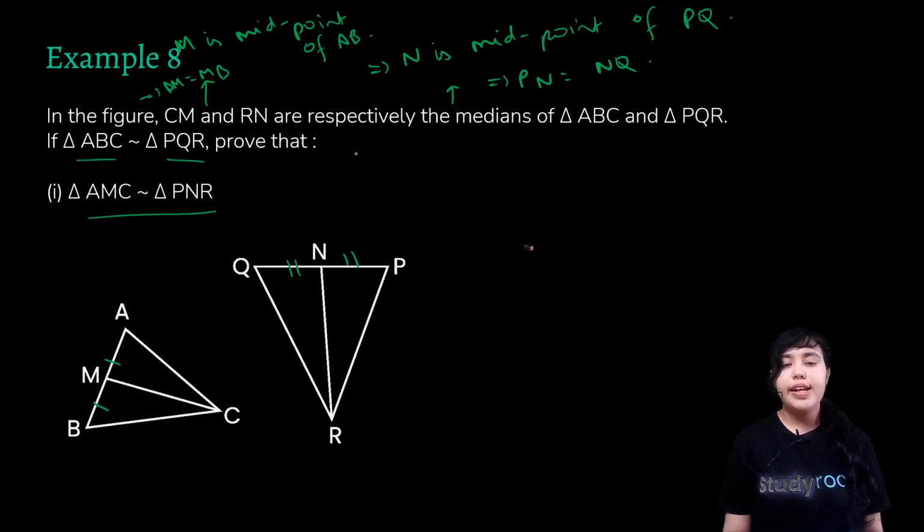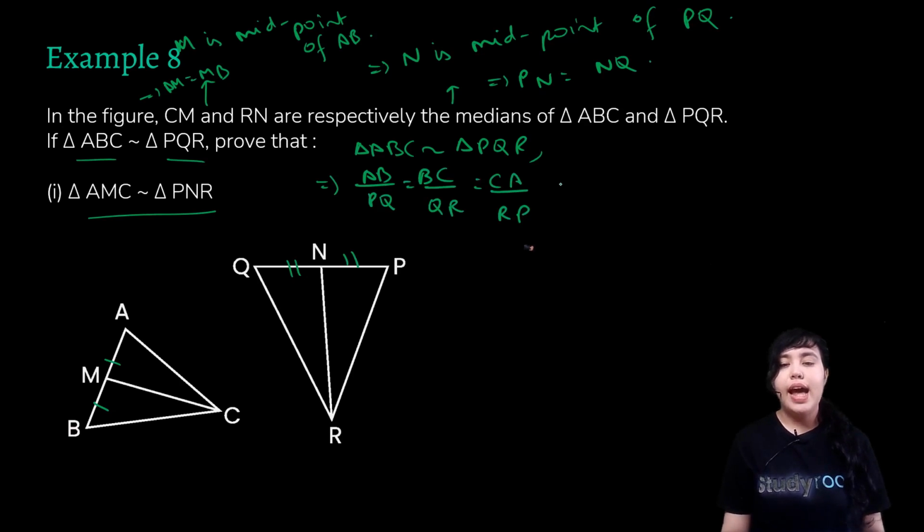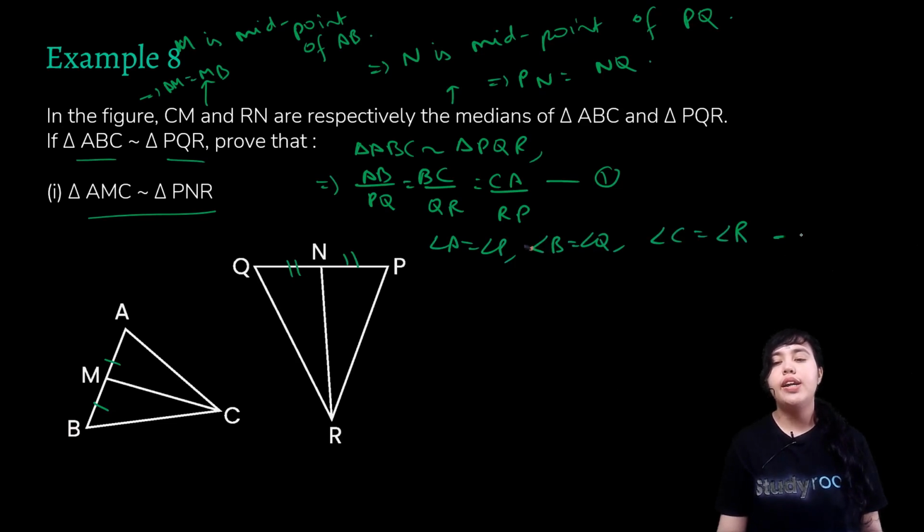If triangle ABC is similar to triangle PQR, the corresponding sides would be in the same ratio, which means AB upon PQ is equal to BC upon QR is equal to CA upon RP, and you make this equation number 1. I can also say that the corresponding angles would be equal. That means angle A is equal to angle P, angle B is equal to angle Q, and angle C is equal to angle R, and I make this equation number 2.